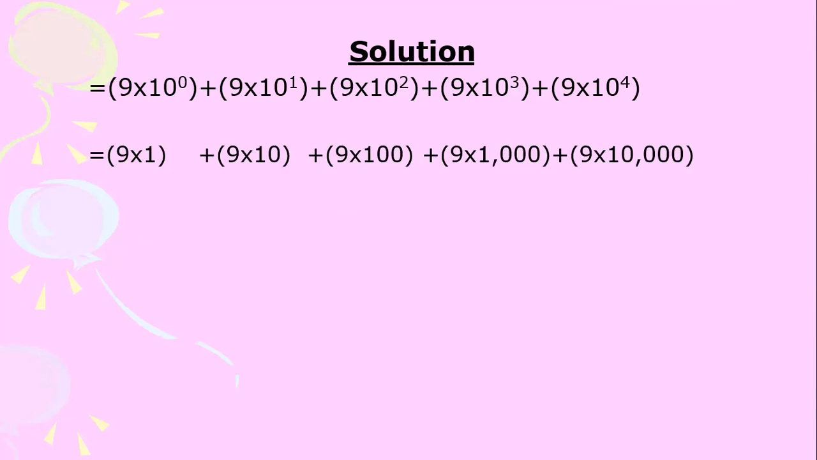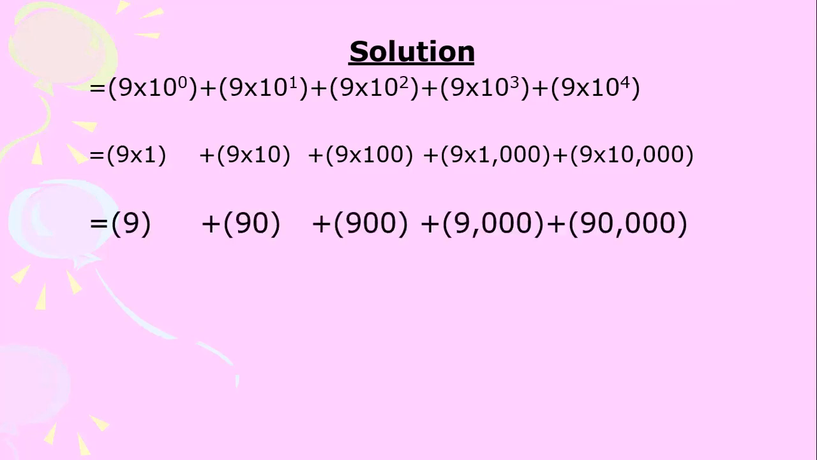Ten raised to 0 is 1, so we have 9 times 1, plus 10 raised to 1 is 10, so we have 9 times 10, plus 10 raised to 2 is 100, so we have 9 times 100. 10 raised to power 3 is 1000, so we have 9 times 1000. 10 raised to power 4 is 10,000, so we have 9 times 10,000.